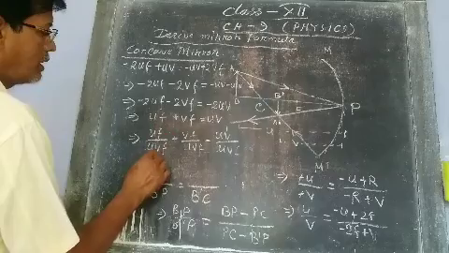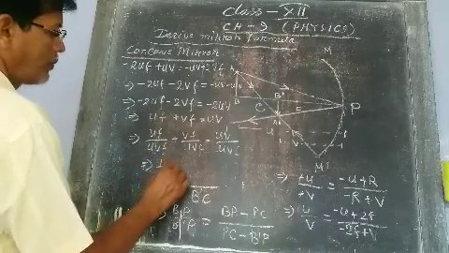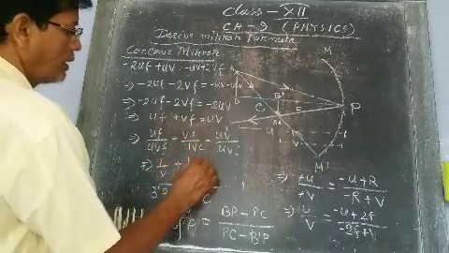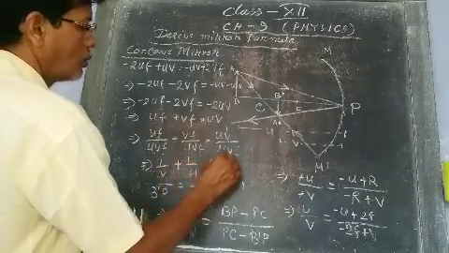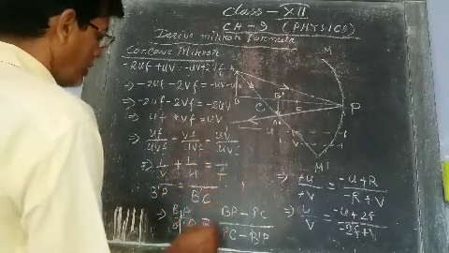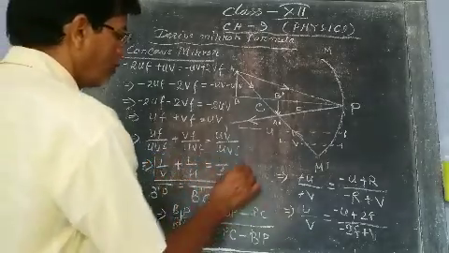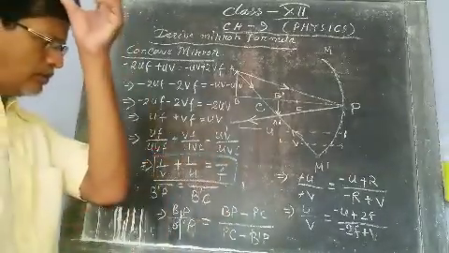From this we are getting 1 by V plus 1 by U equal to 1 by F. This is the mirror formula.